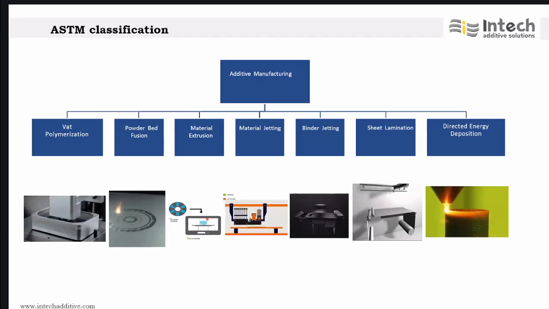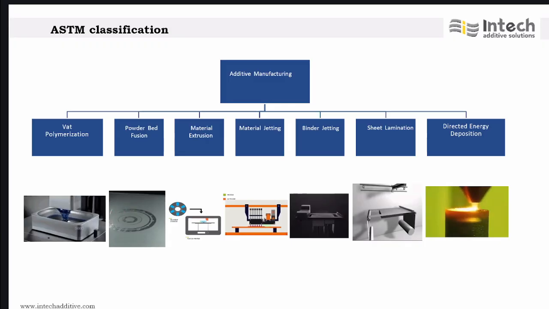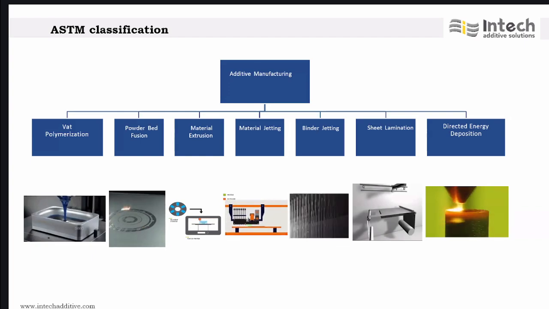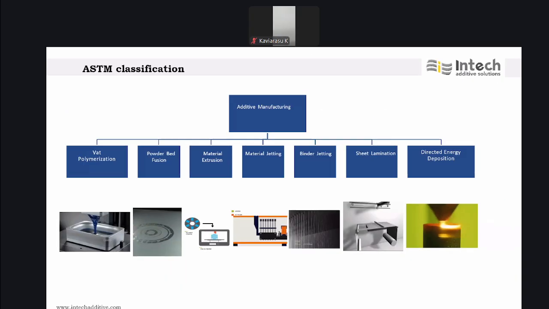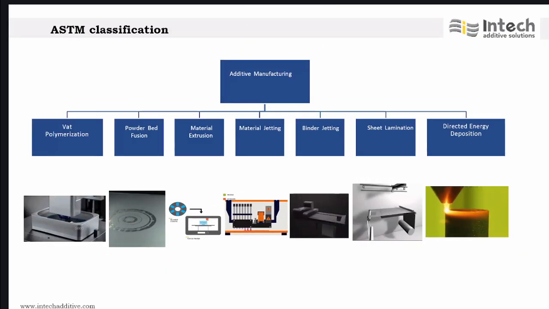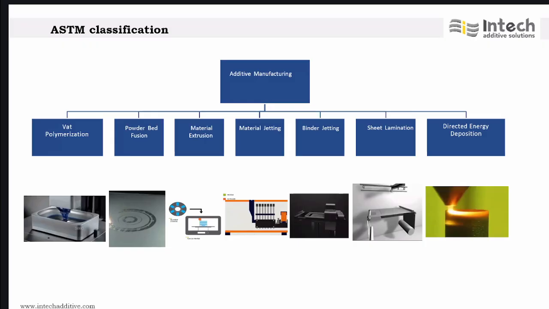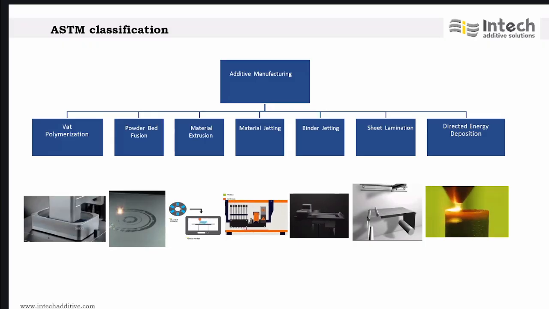And the next process is material extrusion. Here it uses a heated nozzle, where the molten thermoplastic filament melts and builds up the layers. The materials used in this process are PLA, ABS, PETG, nylon, and we can even use carbon fiber composites.